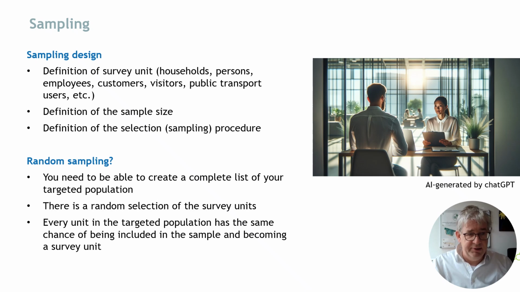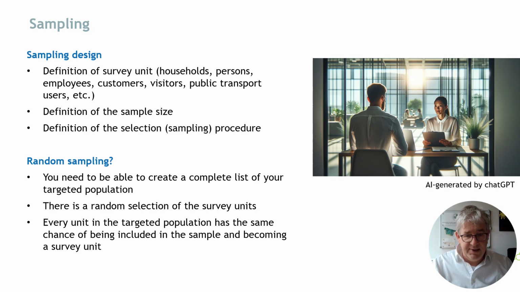Start with the sampling. In principle, in sampling we need to define the survey unit, so who we will ask. For example, it could be a household, where you want to ask all the people of the household, or you have individual persons of a whole population like a city, or you have a specific group. In mobility management, we are often focusing on employees or customers or visitors, or maybe also public transport users as a subgroup of it.